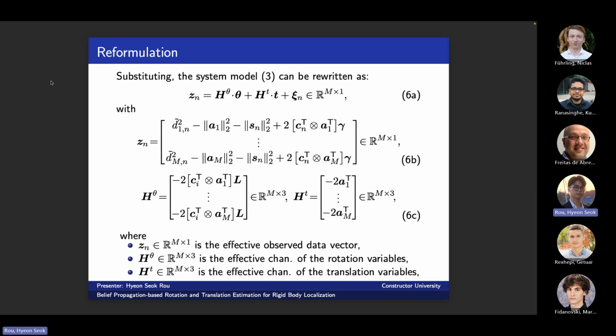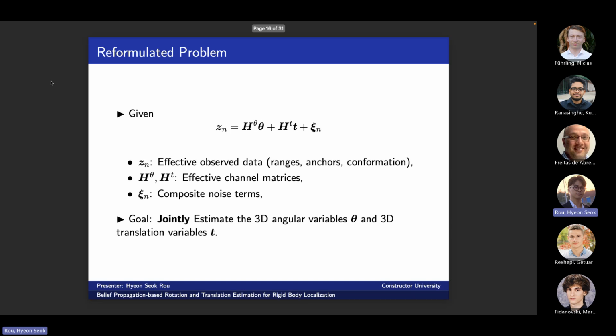So using these effective matrices, we can now reformulate the system such that we have a bivariate estimation problem. First is the vector of thetas composed of x, y, z rotation angles, and the vector of t, which is composed of the translation in x, y, z axis. And the goal, of course, is to jointly estimate the angular variables theta and the translation variable t, which are unknown at the receiver, only given the effective observed data and, of course, the composite noise, for which we know the full variance.